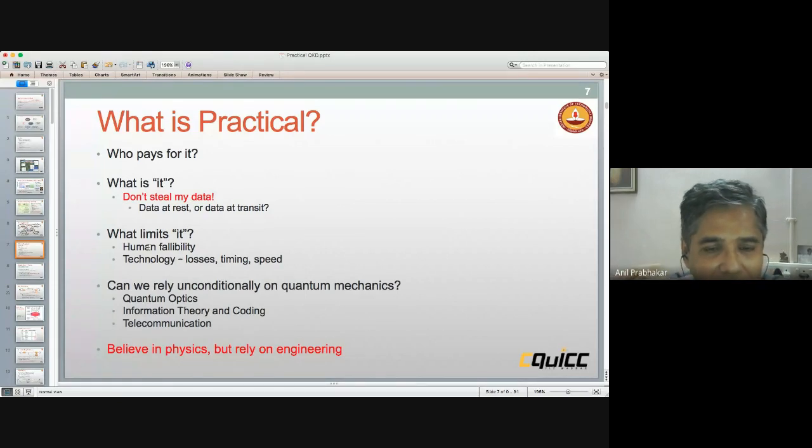Can we rely unconditionally on quantum mechanics? We rely on our understanding of quantum optics, information theory, and coding and telecommunications. But that is a very theoretical understanding. And I always like to say this, you believe in all the physics, you believe in the information theory, but you must rely on engineering. A poorly engineered solution is not secure. The engineering is going to determine whether or not you're meeting the standards of information theoretic security that quantum communications offers.